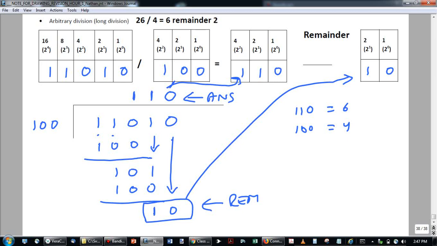Now, technically, you can do this in 2's complement, do 2's complement subtractions. That's a lot of work. For the things that we're working with, they're pretty small, right? So this is 6 minus 4. You can work that out, probably even in your head, right?